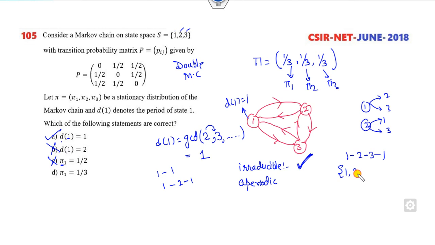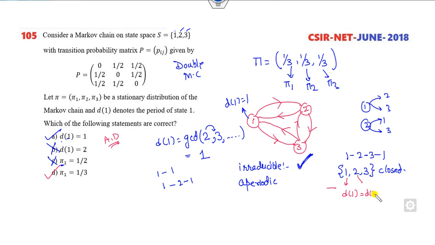Because you can start from 1, you can come back to 1 from 2, you can come back from 3 as well. So 1, 2, 3 are my closed class. Now the right answer here is A and D. But you all know if it is a closed class, whatever the period of 1 is, it is the same as the period of 2 and the period of 3.